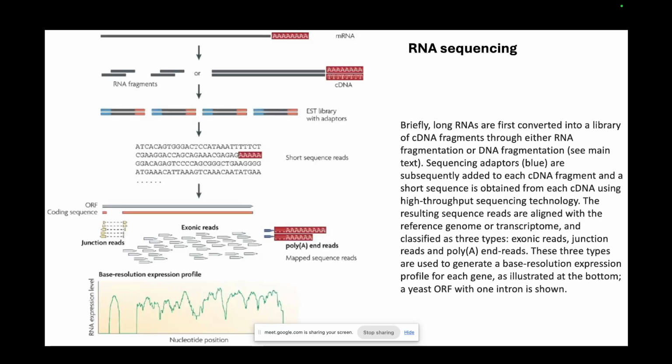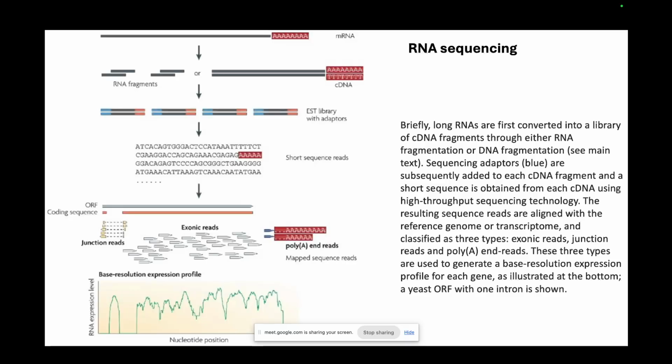Okay, so coming to RNA sequencing, you have a long mRNA with a poly A tail at the end. You fragment this mRNA and do reverse transcription to find the complementary cDNA, right? Then you cut down these smaller fragments, and then you put ESTs, expression sequence tags, with adapters, and then you do basically a DNA sequencing on this to find what is the sequence of the complementary DNA.